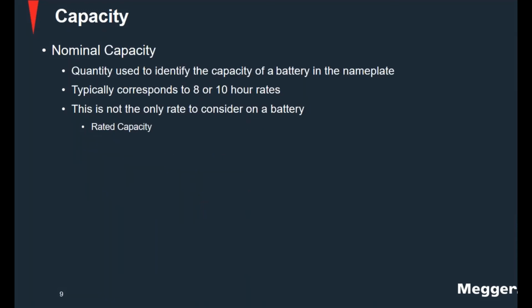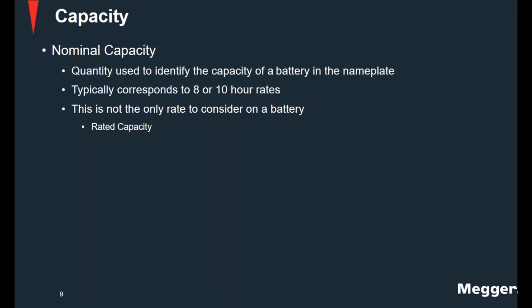Now, a term that we use a lot in batteries is the nominal capacity. Nominal capacity is the quantity that is used to identify a battery. Whenever you buy a battery or talk to a manufacturer, there's a reference value, and that is the nominal capacity. This value typically corresponds to 8 or 10 hours. But one very important aspect to consider is that this is not the only rate to consider on a battery.